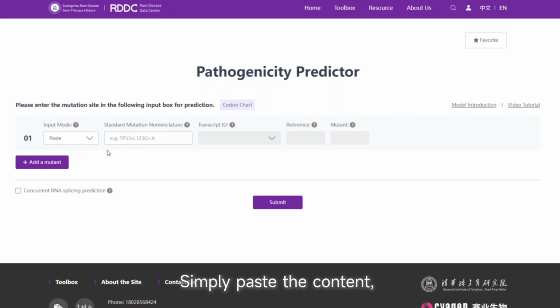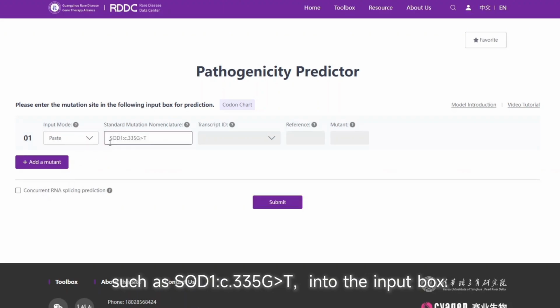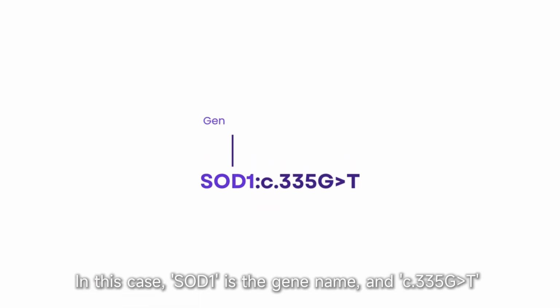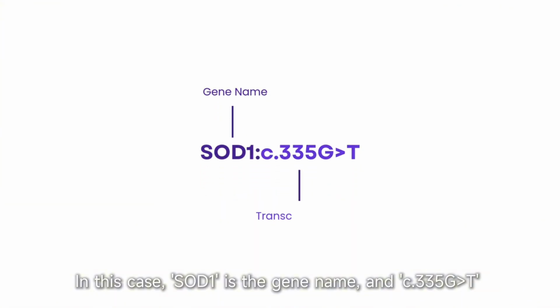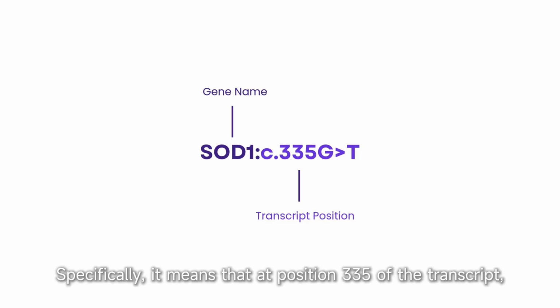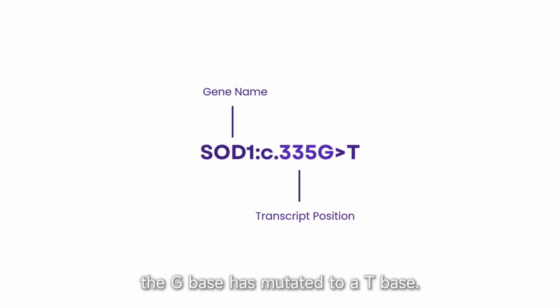Simply paste the content, such as SOD1, C.335G to T, into the input box. In this case, SOD1 is the gene name, and C.335G to T following the column indicates the gene mutation. Specifically, it means that at position 335 of the transcript, the G base has mutated to a T base.